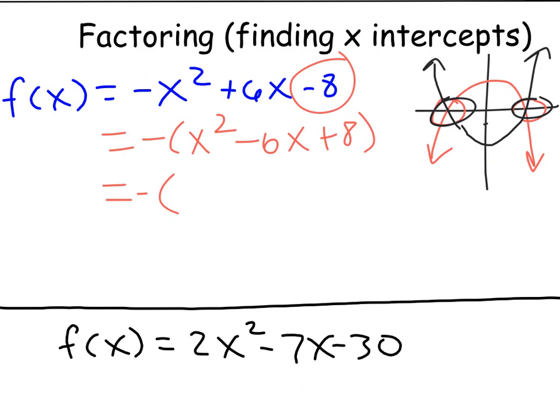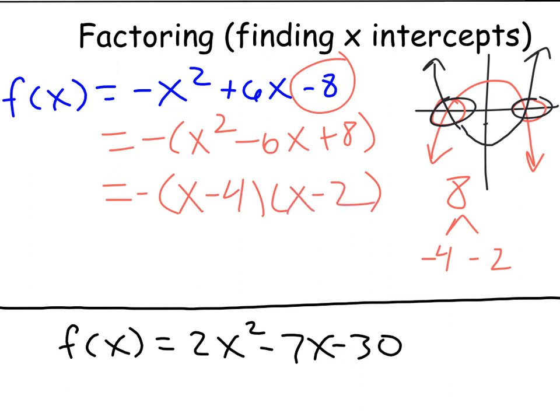And now I get to deal with this nice case where a is 1, and I just need 2 factors of 8 that add up to -6, x minus 4, and x minus 2, as always, and this becomes more relevant in our next example. If you want to check to see if you factored correctly, FOIL it, and if you did, you should get back to what you had before.